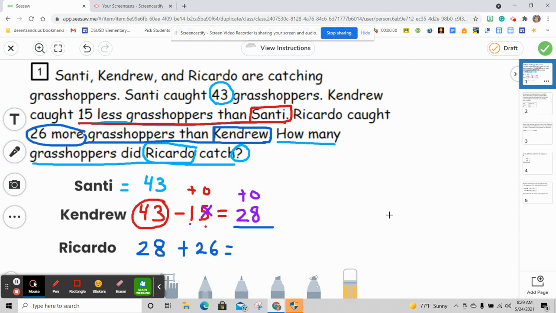Actually, step number 1 was taking notes, and then Kendra was step number 2. And now to find out the answer for Ricardo is step number 3. Now, as I look at my number sentence, it is more, so it's a plus sign. So that means I'm going to be adding those two numbers together.